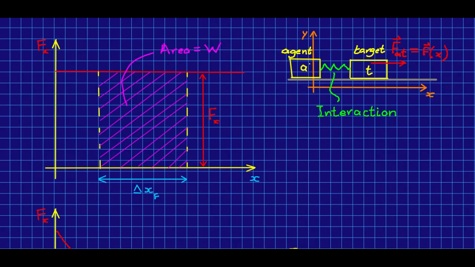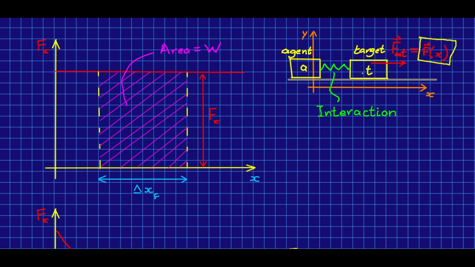Let's think about two objects, an agent and a target. And there's some interaction between them. It doesn't matter what kind of interaction this is. Perhaps these are two carts, and this is a magnetic interaction between them, or maybe they're two objects connected by a spring, but there's some interaction which results in the agent exerting a force on the target. And the important thing for our purposes is that that force has to be a function of the position of the target.